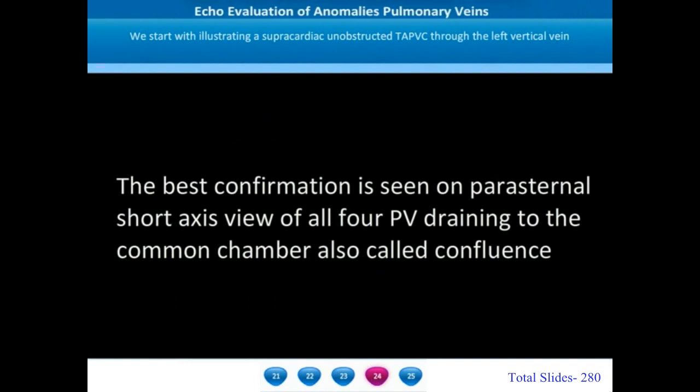We are going to demonstrate all the different types of TAPVCs with various illustrative examples. We will start with a supracardiac TAPVC, unobstructed, that drains through the left vertical vein. This diagnosis is best made on the parasternal short axis view.